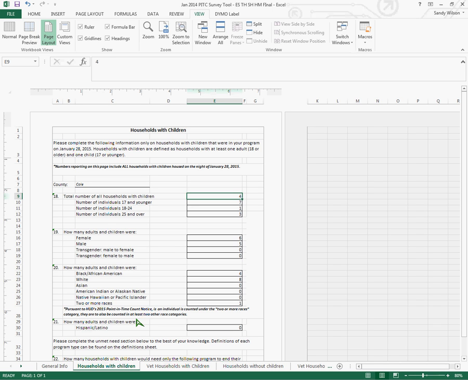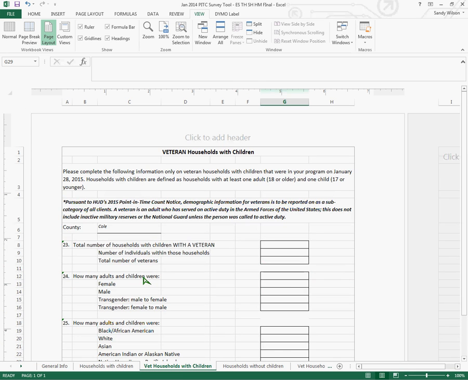Now, the next tab, we're going to look at a subcategory of these 4 households, and this subcategory is titled Veteran Households with Children. Now again, the households with children definition is a household with at least 1 adult age 18 or older and 1 child at least 17 or younger. Now, to meet this subcategory, they must have a veteran in the household.